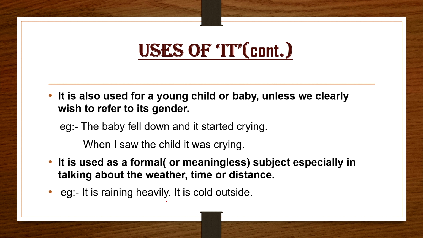Now, moving on, it is also used for a young child or baby unless we wish to clearly refer to its gender. For example, the baby fell down and it started crying. Another example, when I saw the child, it was crying. Now, it is used as a formal or meaningless subject, especially in talking about weather, time or distance. For example, it is raining heavily, it is cold outside, and so on.